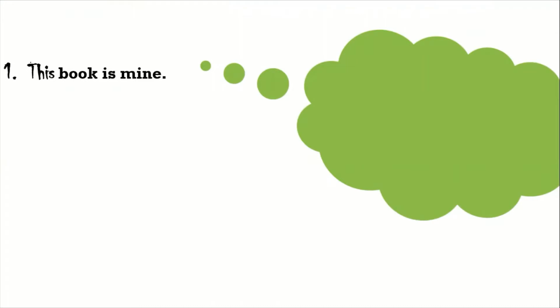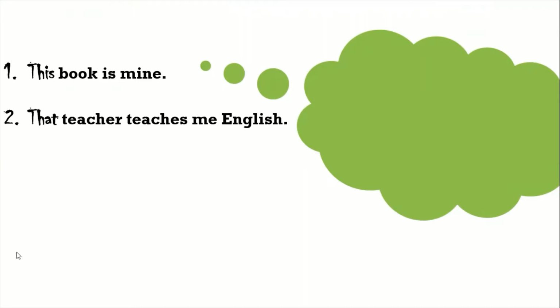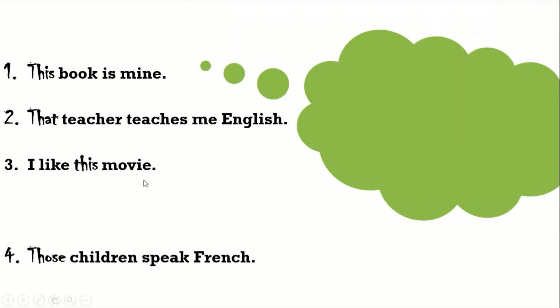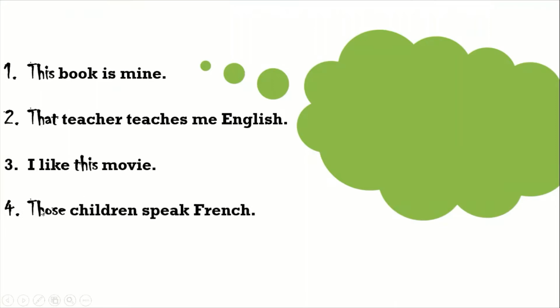This book is mine. That teacher teaches me English. Can you see these words, it has a different font, so just have an eye on that. Okay, this book, that teacher. Then next one, I like this movie. Then those children speak English. Again, those is highlighted. These clothes are wet. Again, these is highlighted.